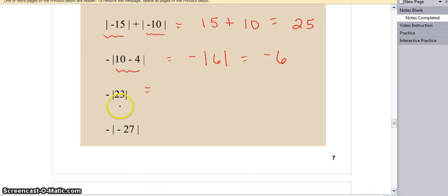In the next problem, we have the opposite of the absolute value of 23. Well, the absolute value of 23 is just 23, and the opposite of that makes it negative 23. Then we have the opposite of the absolute value of negative 27. First, we want to take the absolute value. The absolute value of negative 27 is 27, and the opposite of that makes it negative 27. So we are done with this part of the video.